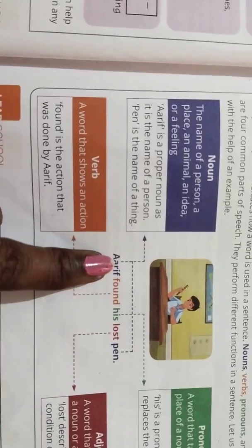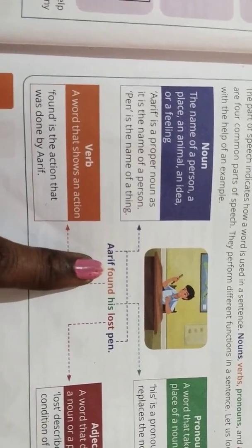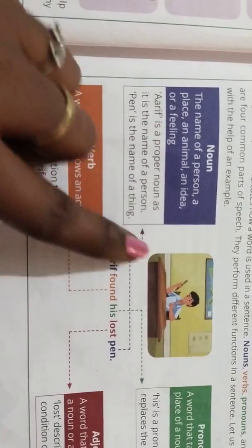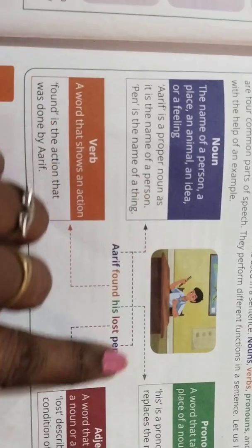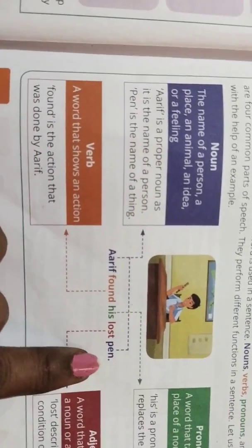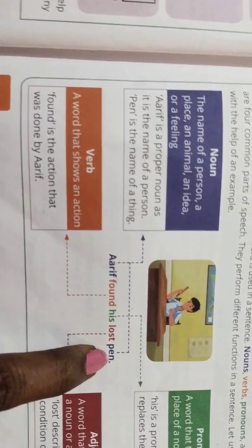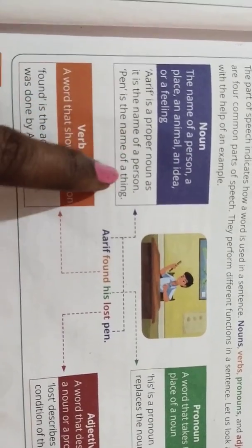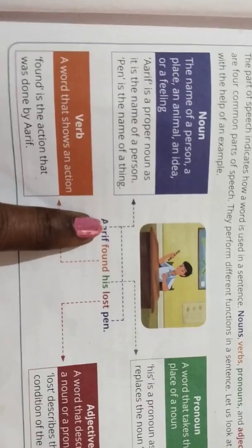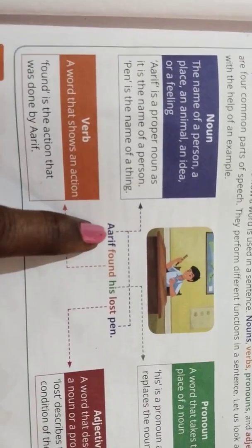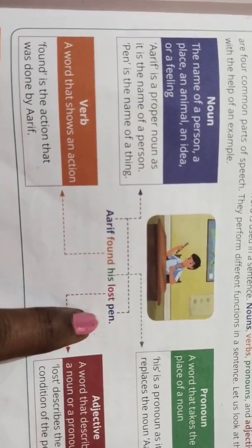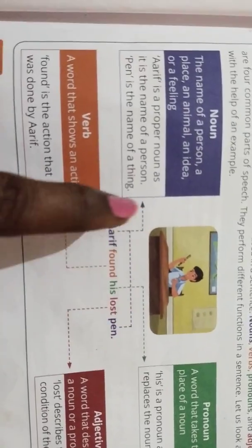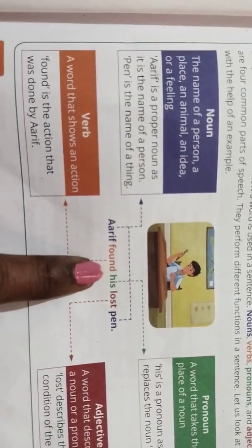So in other words, we'll tell it as a proper noun. Here Arif is a proper noun as it is the name of a person, and you can see the pen here, it is a thing. So it is also a noun. Pen is the name of a thing. So Arif comes under proper noun, that is a name of a person, and pen is a thing. So here we can see two nouns in this sentence.